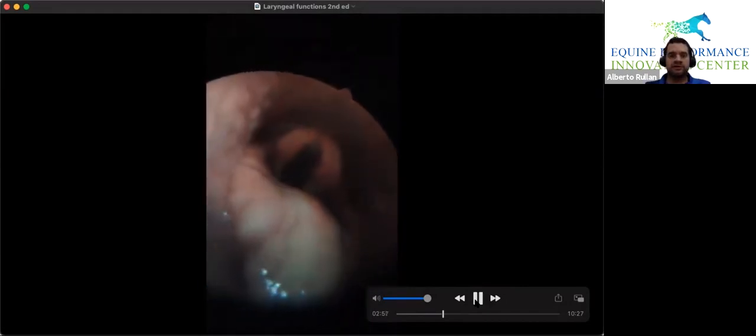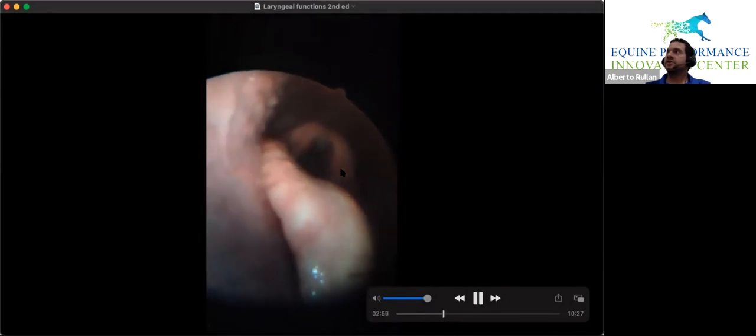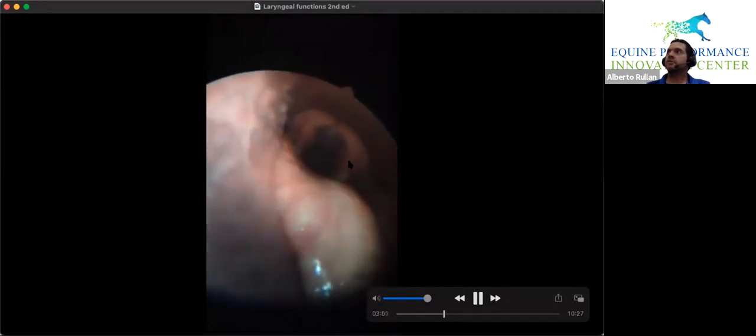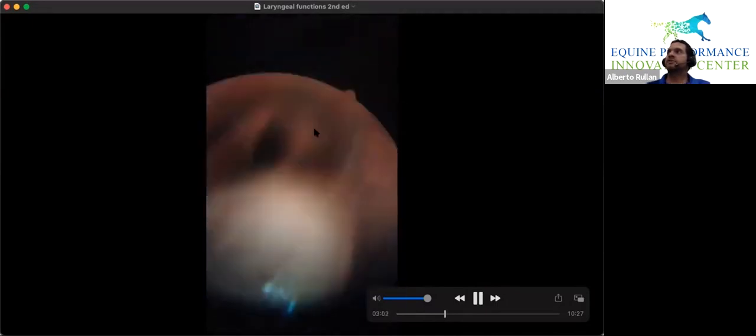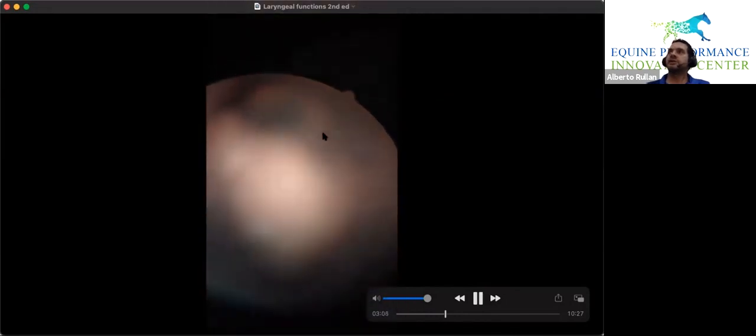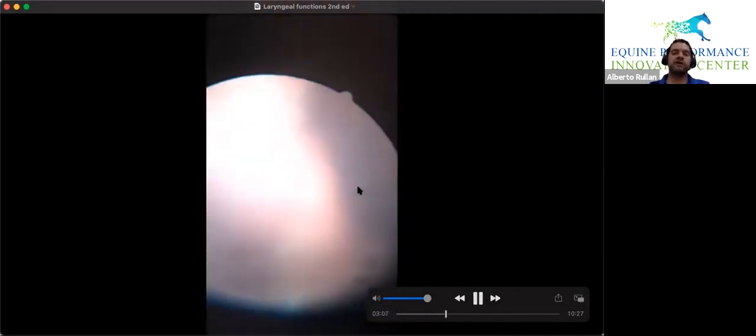So this is the same thing. You can see here, this one is starting to get thick. You can see a little bit more reddish. So this one is starting to develop a more profound chondritis.